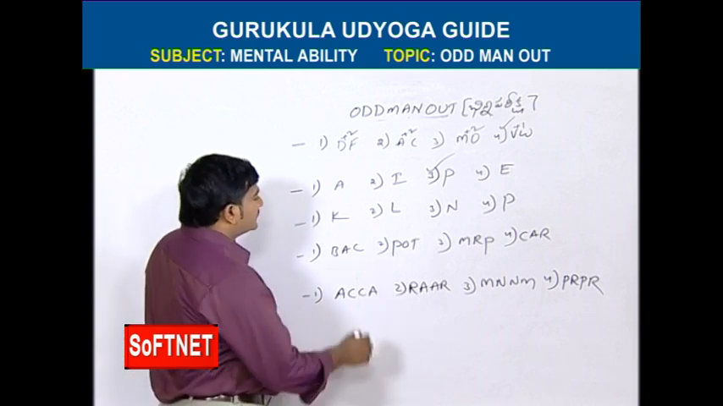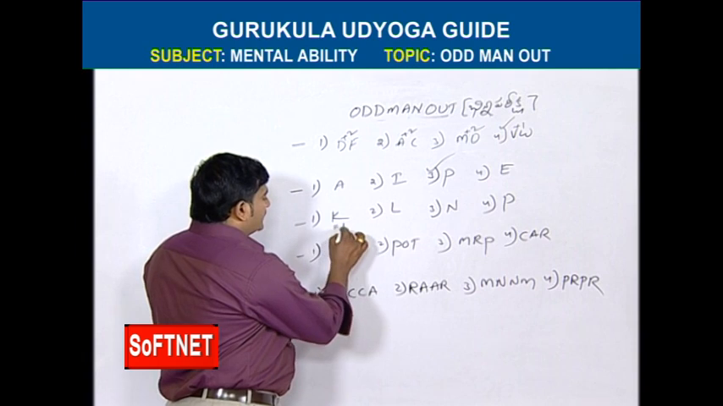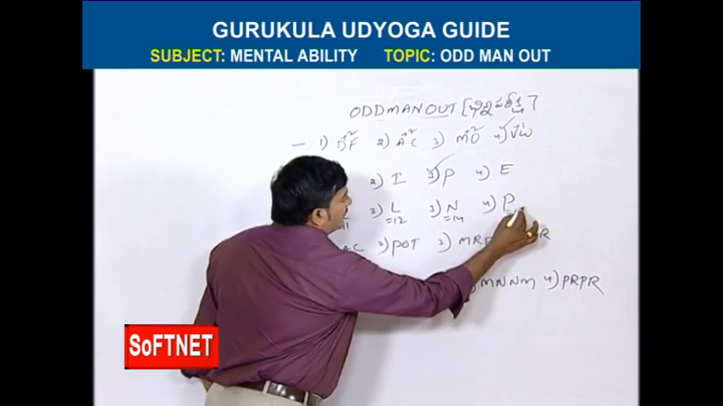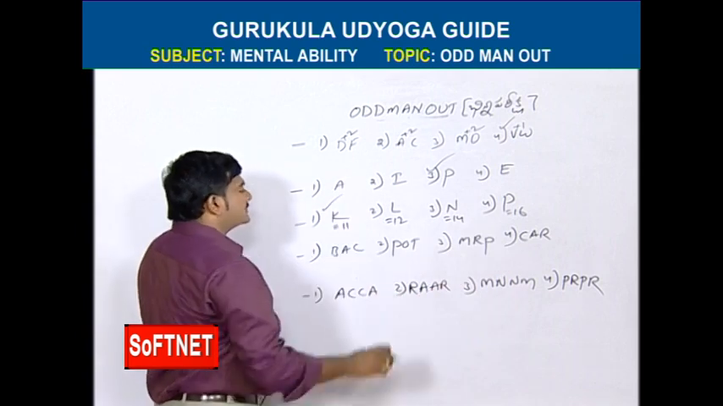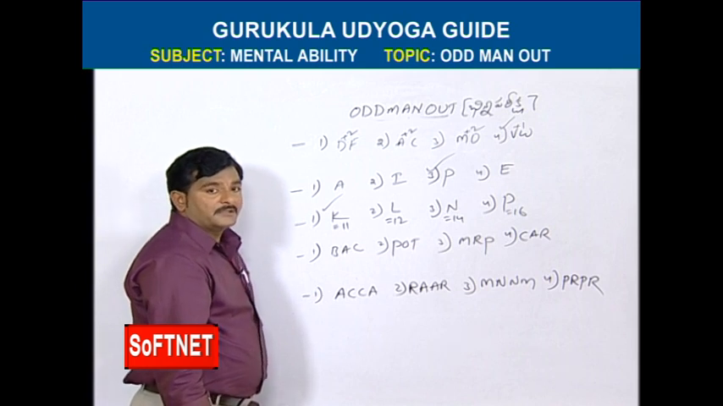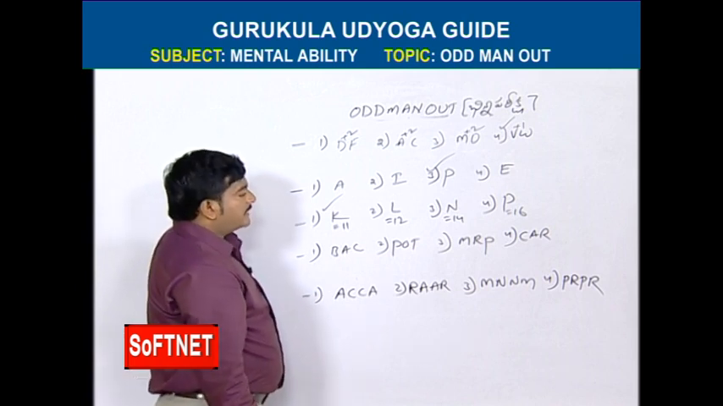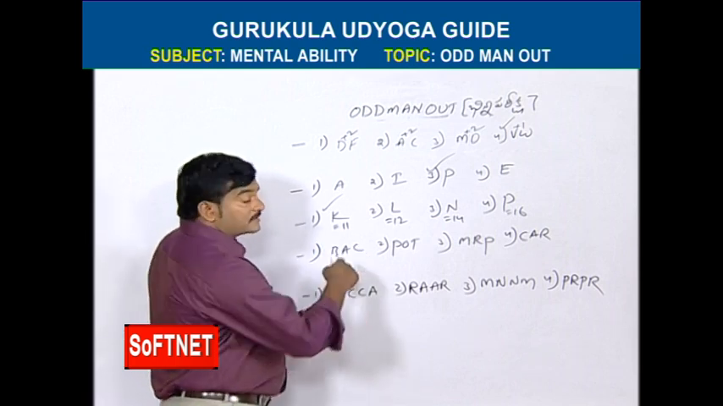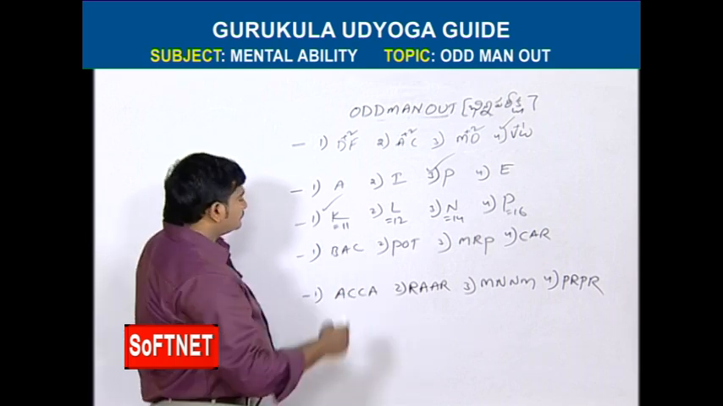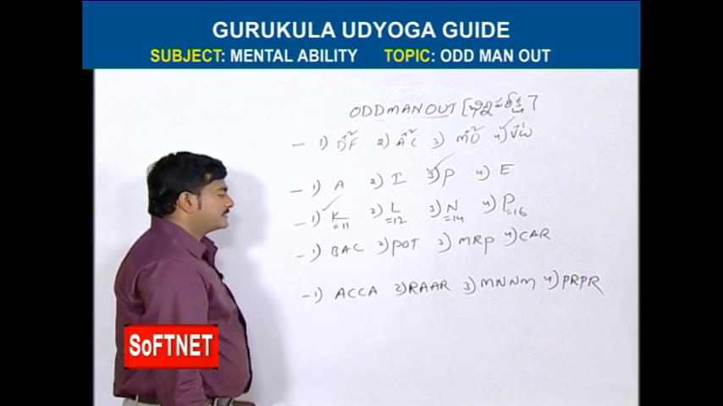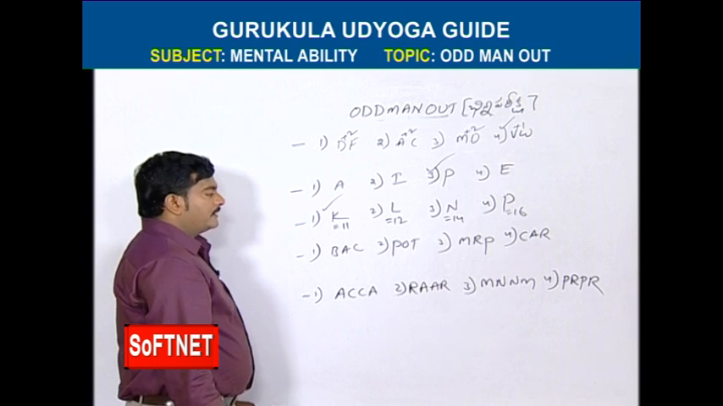Now observe here K. K means numbering 11. L means 12. N means 14. P means 16. That's why the answer is 11. Why is the answer 11? Because the remaining three are even numbers, whereas 11 is an odd number. That's why the answer is 11. Next, BAC, POT.